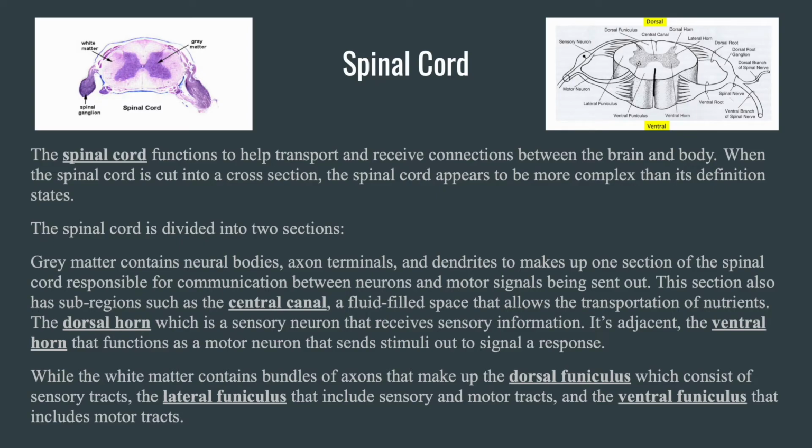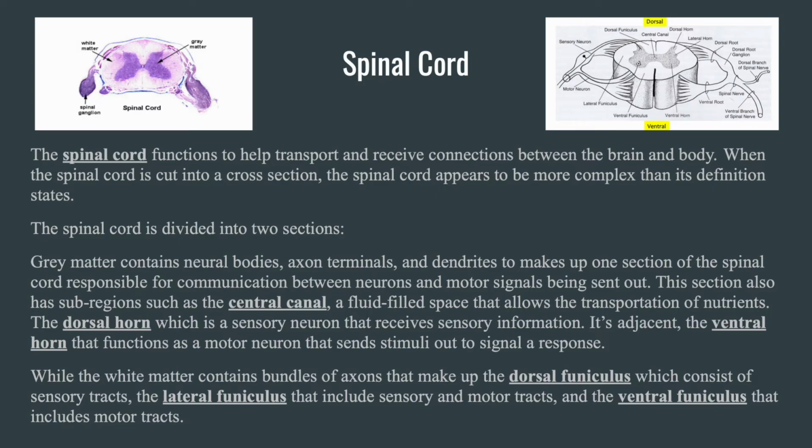The gray includes neural bodies, axon terminals, and dendrites to make up one section, and has 3 different subregions, including the central canal, which is a fluid-filled space that allows transportation of nutrients, the dorsal horn, which is a sensory neuron that receives sensory information, and the ventral horn that functions as a motor neuron and sends out stimuli to signal response.